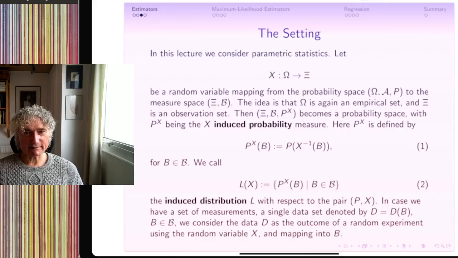a subset of R^k, the k-fold Cartesian product of the real numbers, then the induced distribution L of X will be a continuum distribution. But if xi is a discrete space, for example the integers to the power k, then this will also be a discrete distribution.